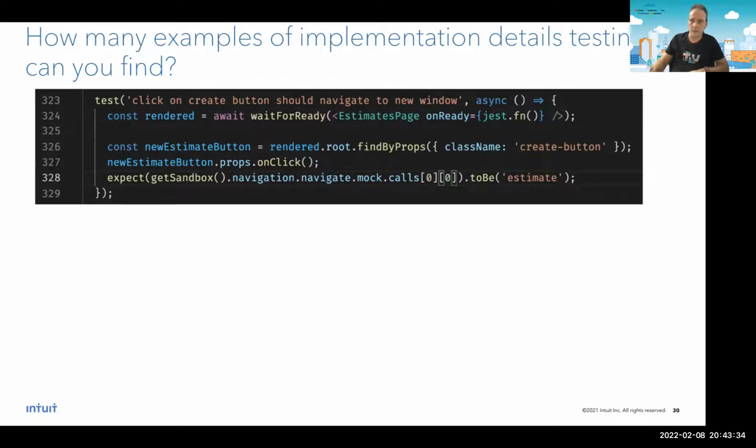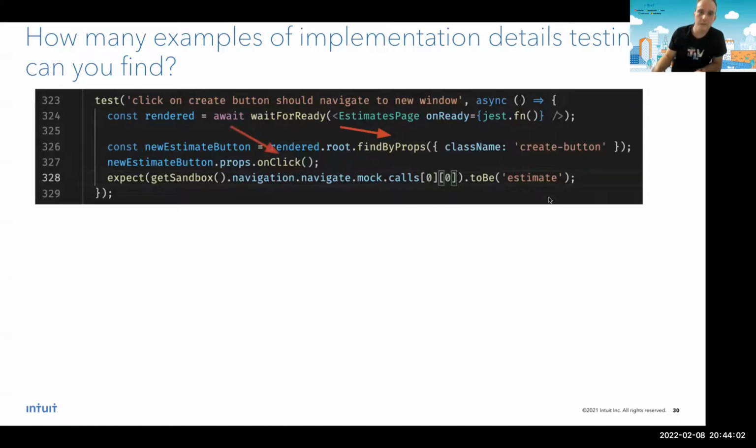And let's wait with the correct answer. Most of you have answered 2. Let's count them together. The first one is here. What is done here in the test is that the create button is found by its class name. And that's an implementation detail because the class name of the create button can be changed at any given moment in the future.